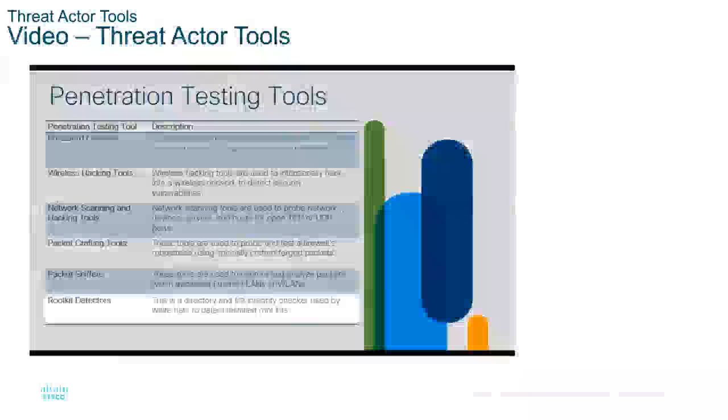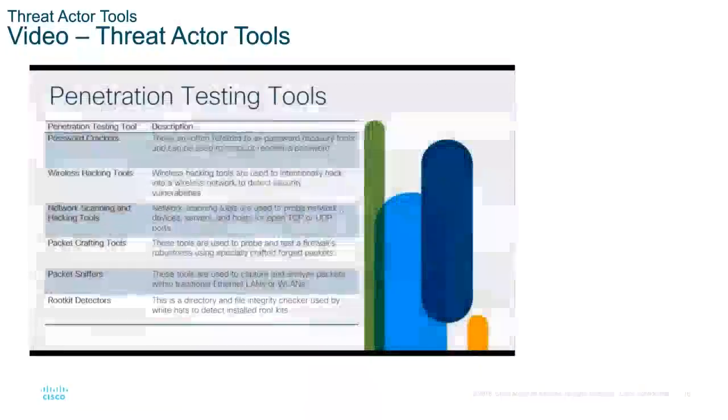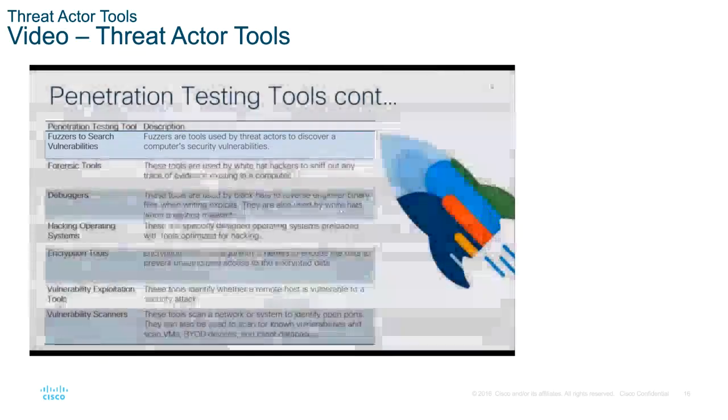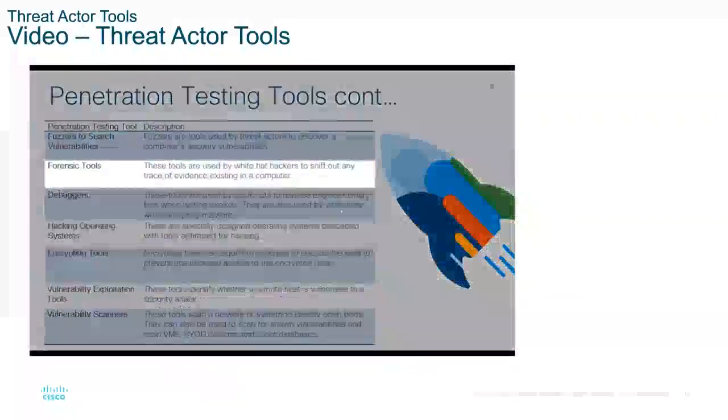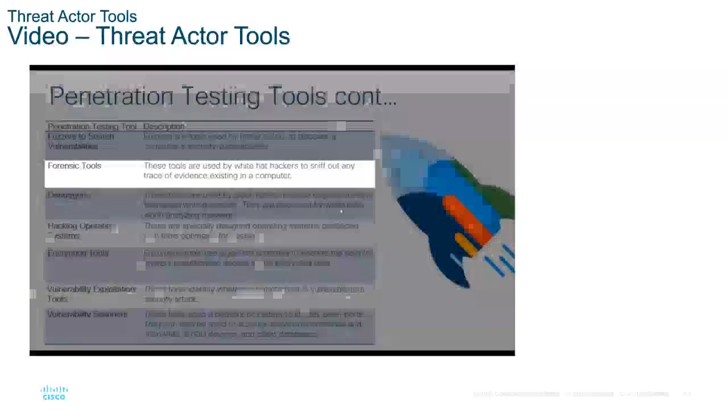With rootkit detectors, as a threat actor, we want to try to break around this and not be detected. But this is a directory and file integrity check. It looks for things that have been maliciously modified and also can be maliciously active. We have fuzzers that are going to be submitting invalid, unexpected, or just random data. And the idea here is to try to get a system to crash and break through a vulnerability. We have forensics tools which can be used to recover data. They can be used to pull back files that have been deleted, whether somebody wants them pulled back or not.